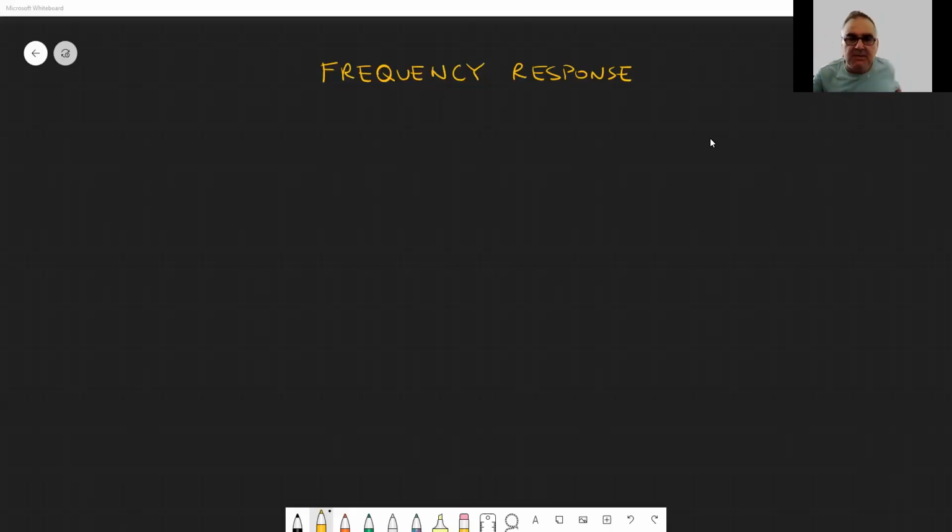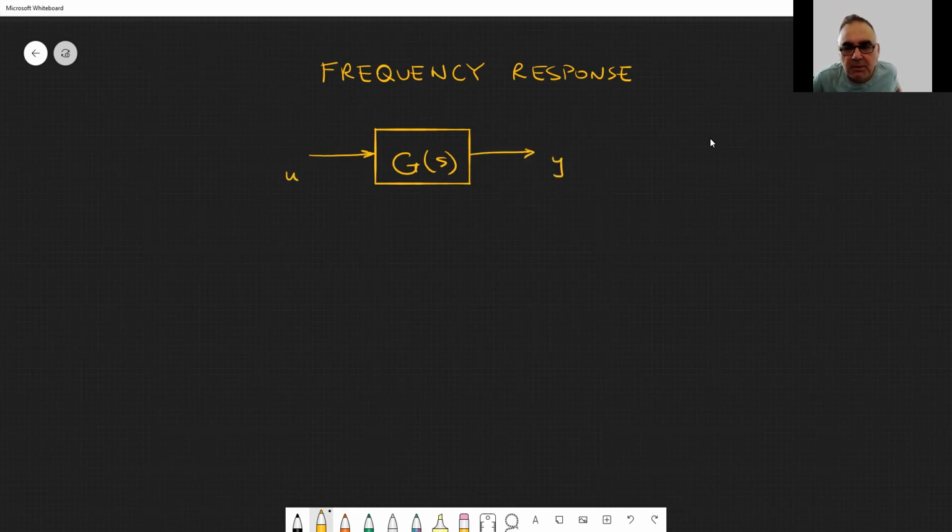It is basically this. You have a system defined by a certain transfer function G(s). As you know, there is an input u and there's an output y. Now we have a specific kind of input. This u is u0 sine omega t. So the input is a sinusoid. What is a sinusoid over time?